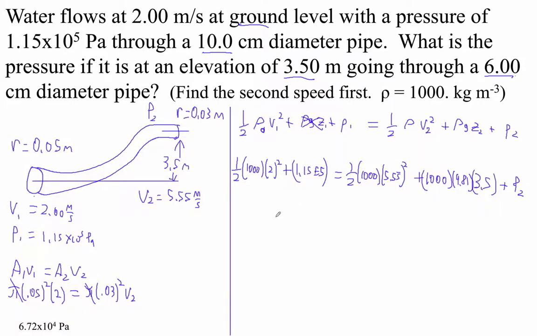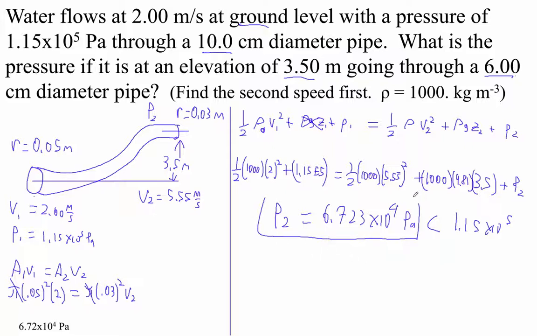Oh wow, it's quite a lot. Okay, so pressure 2 is equal to 6.723 times 10 to the 4th pascals, which indeed is less than 1.15 times 10 to the fifth. It's less because it's higher, right? So hydrostatic pressure contributed to it. It's also less because it's moving faster. It's all Bernoulli.